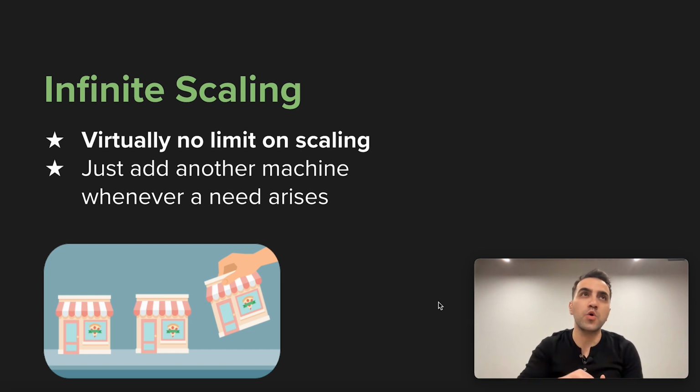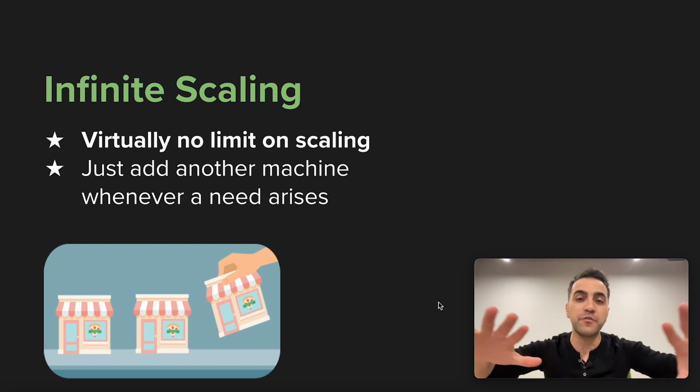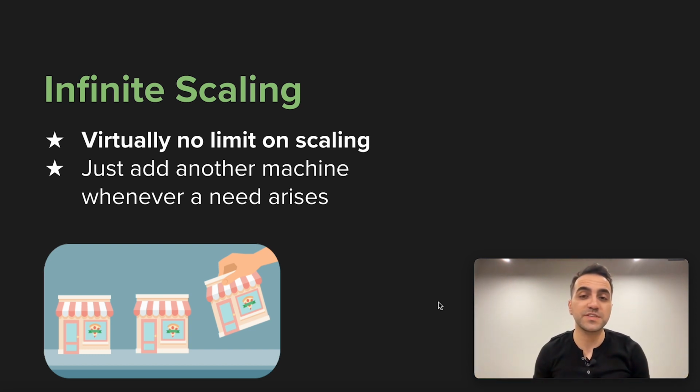They just open up another branch at another location to distribute the demand to another branch. And this has given them the ability to expand to the world. In this instance, they have no limit on scaling. Again, McDonald's, they're everywhere, right? It's the same in system design.